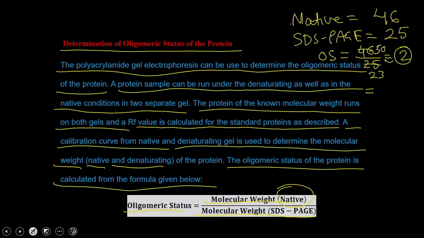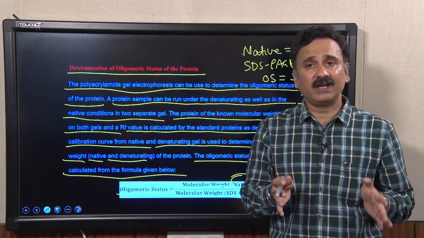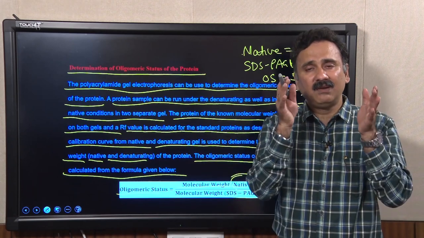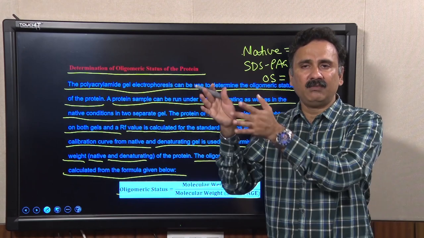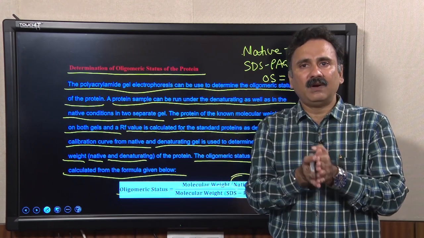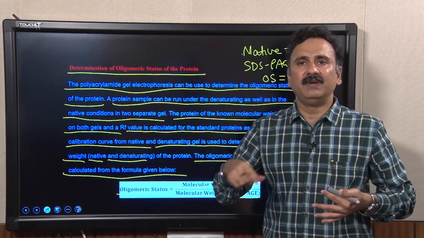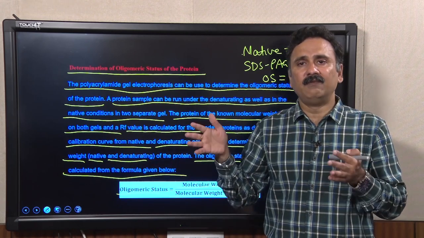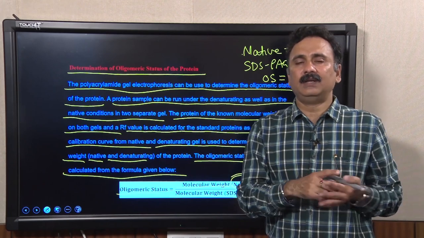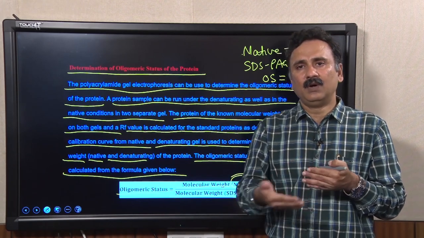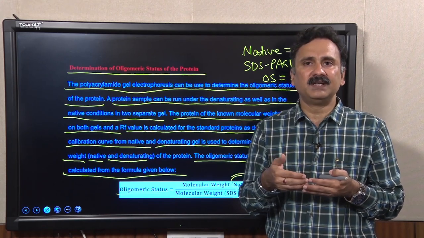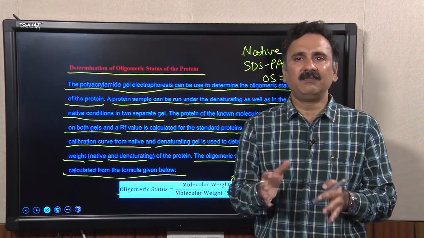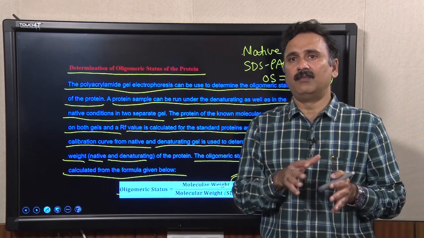23. But as you know, the oligomeric status is a perfect number. It cannot be 1.75 or 2.25 or any other number. It can be 1, 2, 3, or 4. It cannot be a middle number. That's why whatever number you get, you have to make it the next round figure. For example, if you get 1.75, you can make it 2. If you get 1.2, then you make it 1. That is the general understanding you have to adopt if you want to determine the oligomeric status in a more perfect way, because the oligomeric status cannot be a partial number, it has to be a whole number.